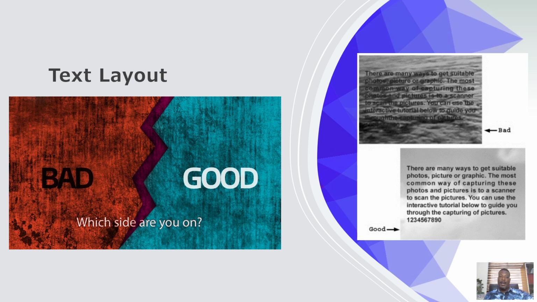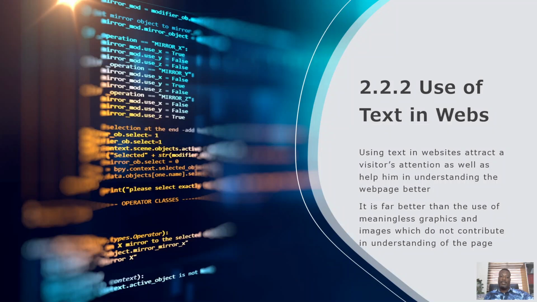So what we've done so far was on text layout. Now let's try and come out with the multimedia whenever we want to put some of this information online. So let's talk about the use of text in web. Generally, when using text in websites, the idea is to be able to attract visitors to your site and to get more attention. They keep saying that a picture is worth 1,000 words. But of course, if the picture or the graphic that is being put on the site is not so good, then it is useless.